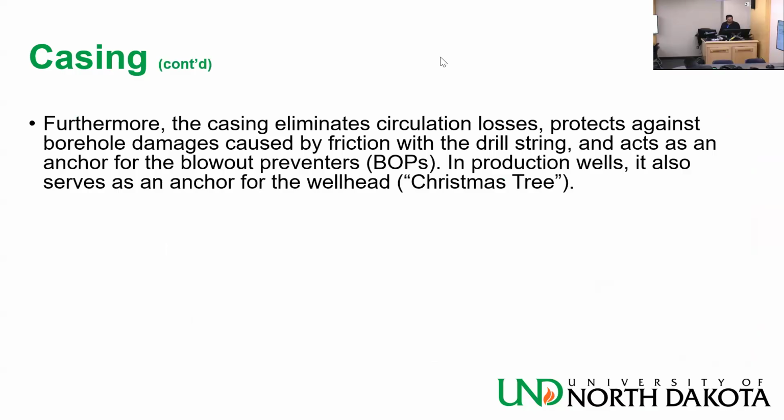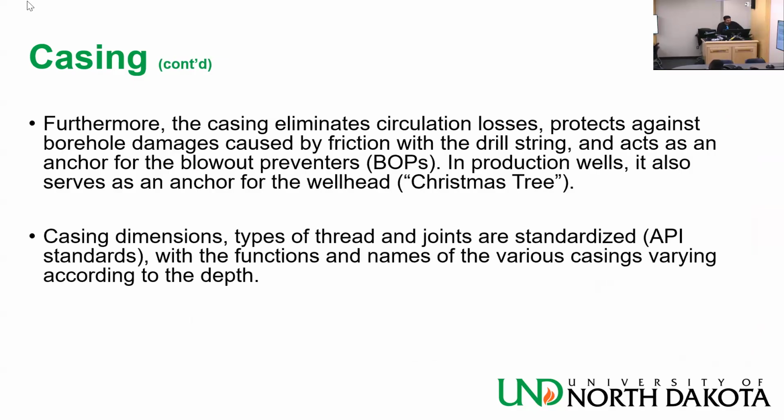Furthermore, the casing eliminates circulation losses, protects against borehole damages caused by friction with the drill string. It's smooth inside and acts as an anchor for the blowout preventers. In production wells, it also serves as the anchor for the wellhead called the Christmas tree.